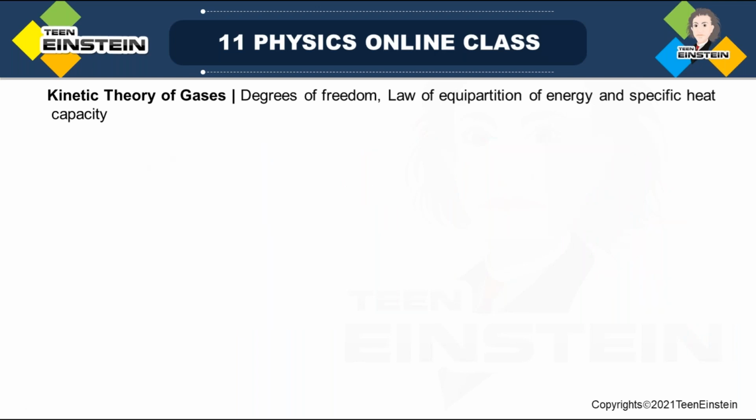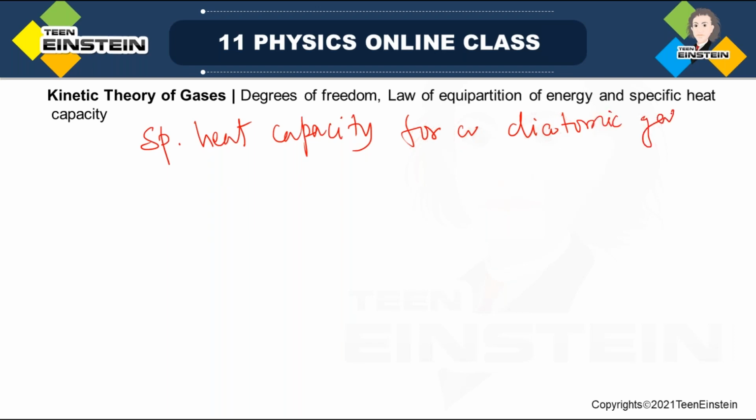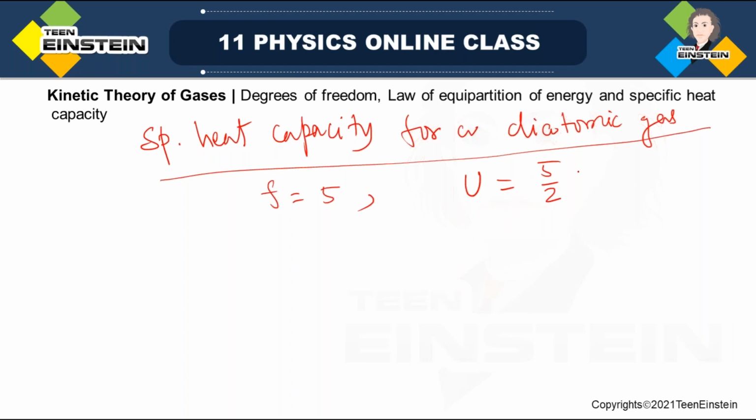So we'll go for specific heat capacity for a diatomic gas molecule. For a diatomic gas, as you know, the degrees of freedom is 5. We have already discussed; you can just go back and see in the video. So degrees of freedom is 5. If I write for a mole, U will be 5/2 kB T times Na, so that means 5/2 R T. Obviously T will be there.